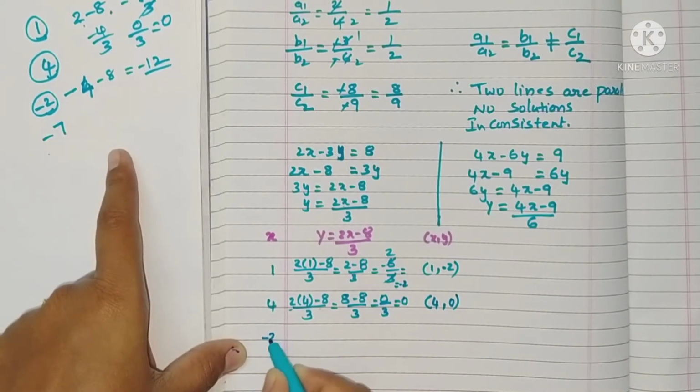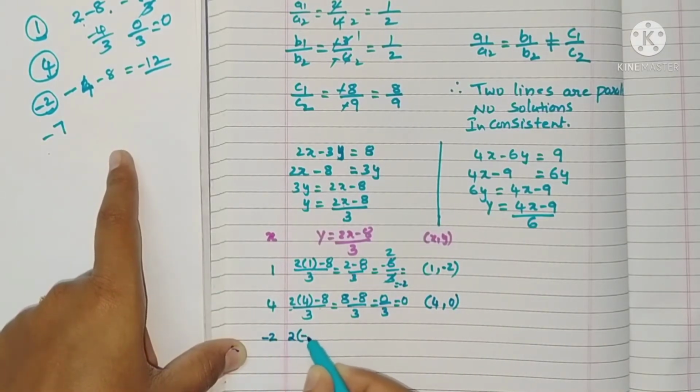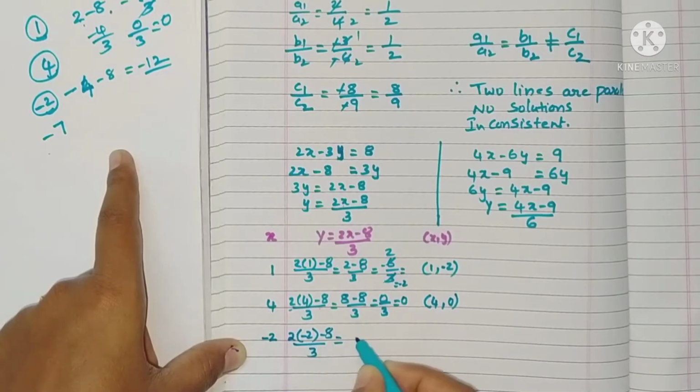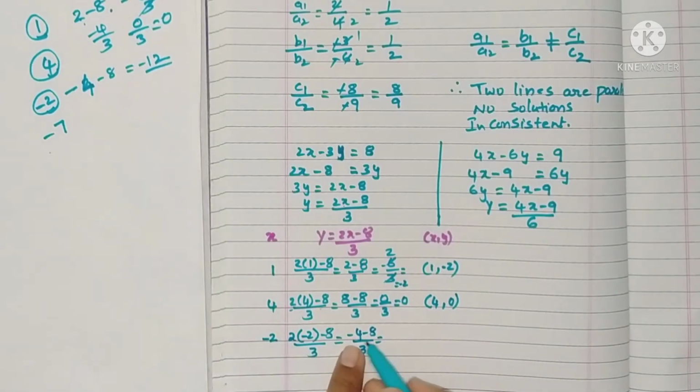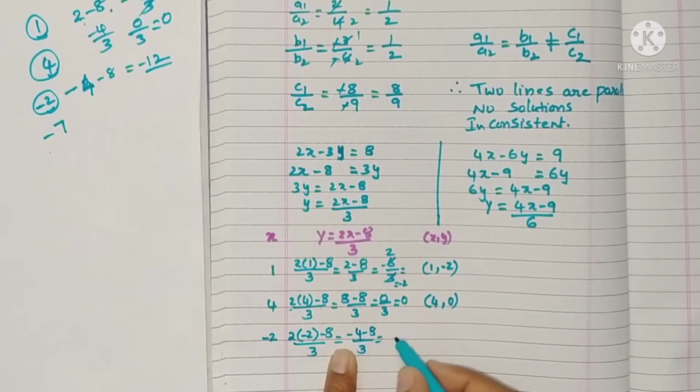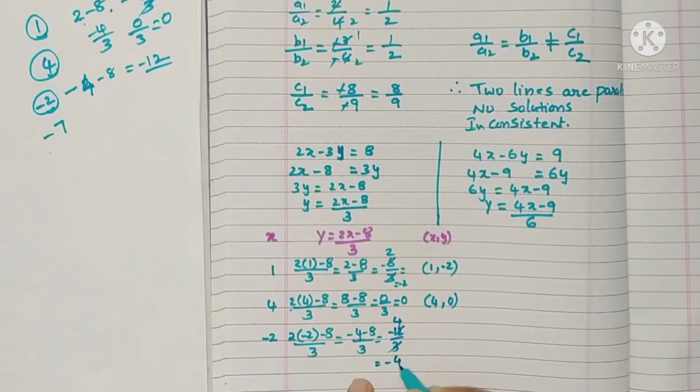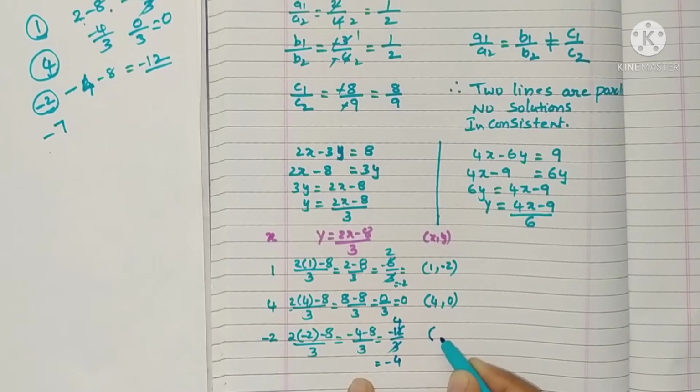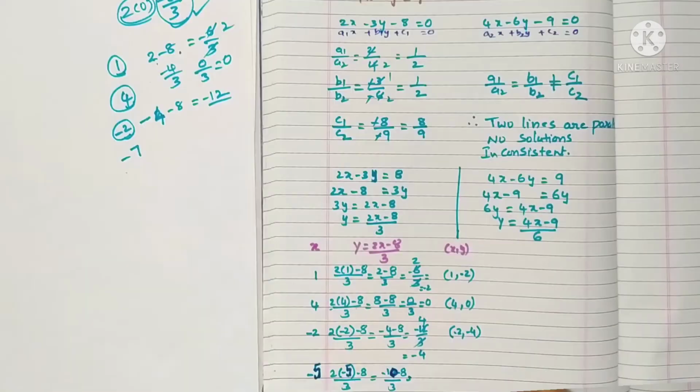Next minus 2. So 2 into minus 2 minus 8 by 3. So 2 into minus 2 is minus 4, minus 8 by 3. So both the numbers have same sign. So just add and give that sign. Minus 12 by 3. So 3 fours are 12. So this is minus 4. Here x value minus 2, y value minus 4.